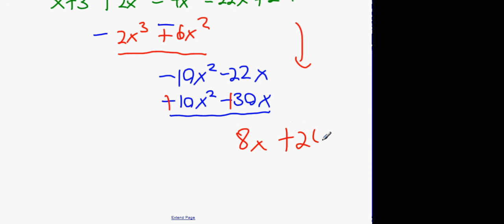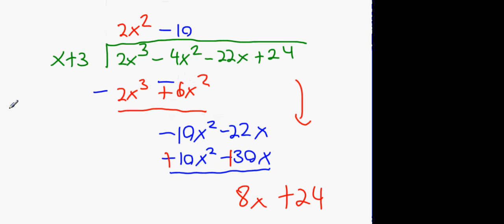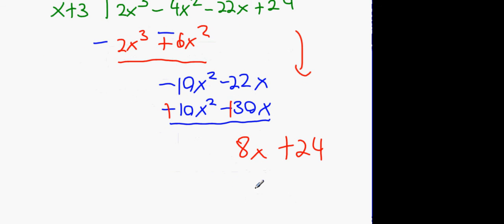You're going to get 8x plus 24. At this stage, you should be happy because you know it's going to divide evenly. That's minus 10x by the way, and it's going to be plus 8. We'll just finish it off: 8x plus 24, change them into minuses, and we're going to turn that into 0.